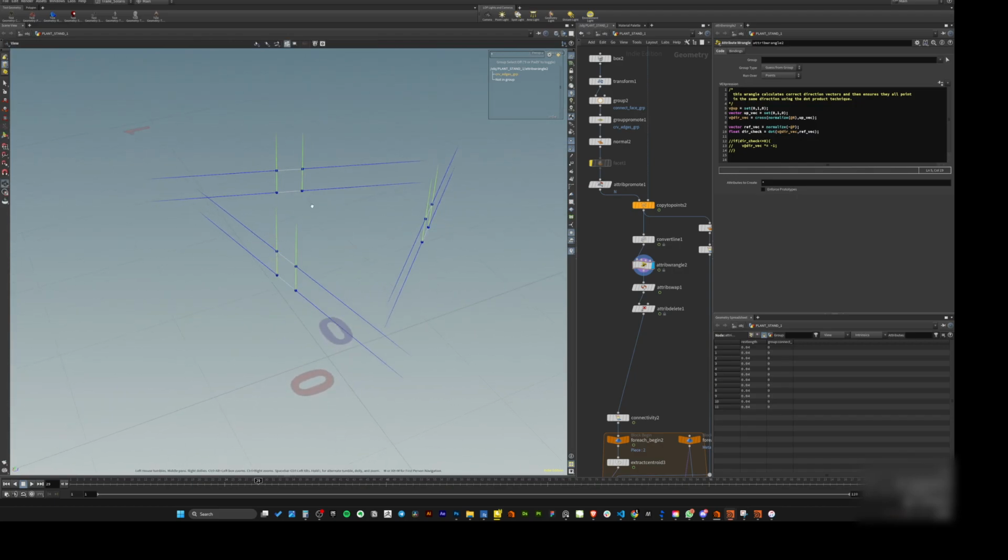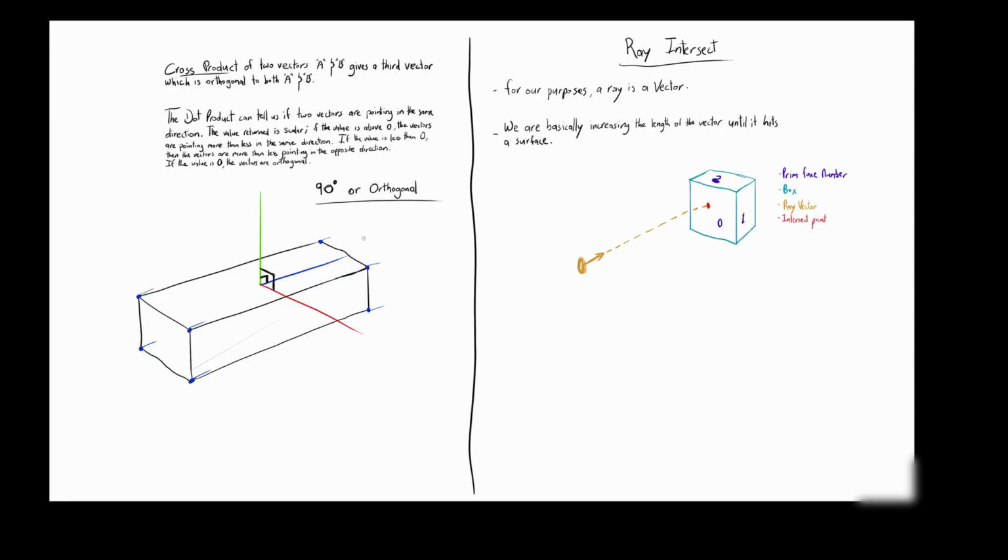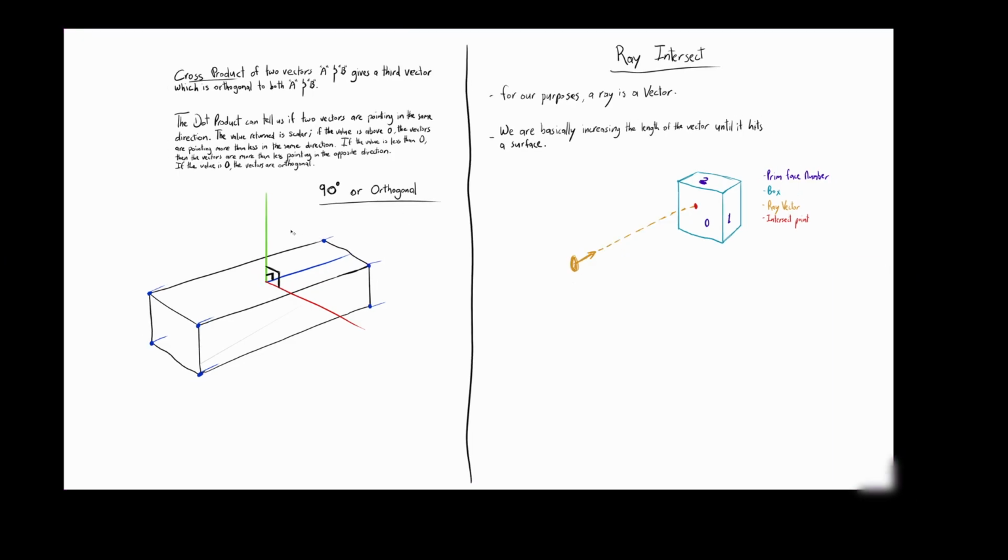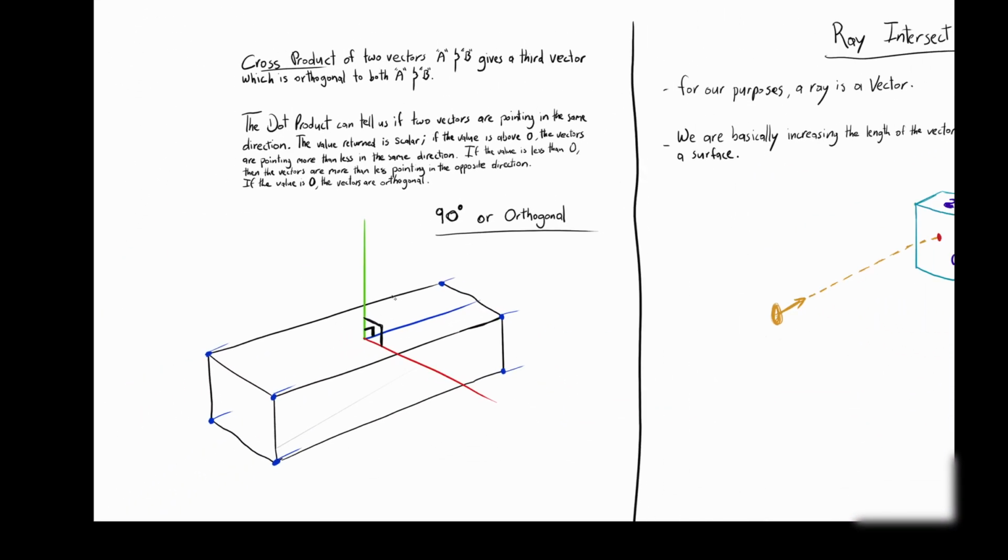the up vector. Now, remember the cross product, if we take a look at this drawing that I have in Photoshop here, the cross product will always give us a vector that's orthogonal to both of the vectors that we use in the cross product calculation. So you can see here, if we do a cross product of vectors A and B, that always gives us a third vector, which is orthogonal to both A and B. Orthogonal just means 90 degrees.